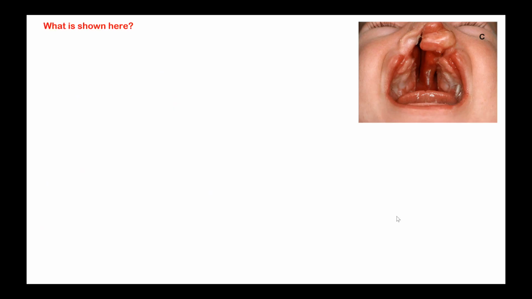What is shown here? Cleft lip and palate, sir. The complete bilateral cleft lip and palate, sir. It is a case of bilateral complete cleft of primary and secondary palate. Your diagnosis should be full. You should not just say cleft lip palate and all. It should be a complete answer: bilateral complete cleft of primary and secondary palate.